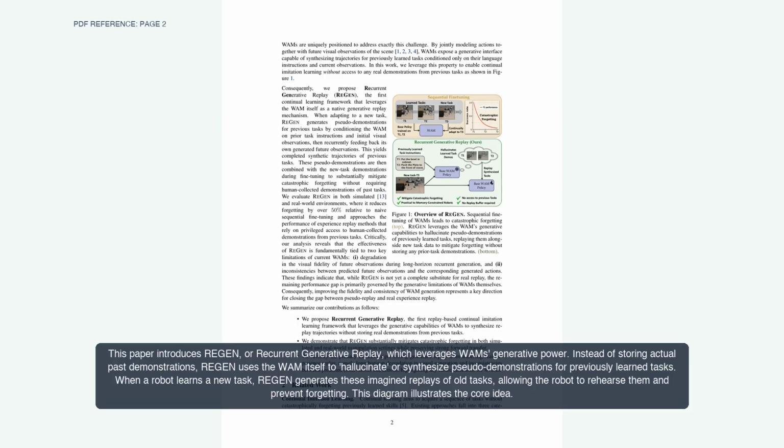This paper introduces RAGEN, or Recurrent Generative Replay, which leverages WAM's generative power. Instead of storing actual past demonstrations, RAGEN uses the WAM itself to hallucinate or synthesize pseudo-demonstrations for previously learned tasks. When a robot learns a new task, RAGEN generates these imagined replays of old tasks, allowing the robot to rehearse them and prevent forgetting. This diagram illustrates the core idea.